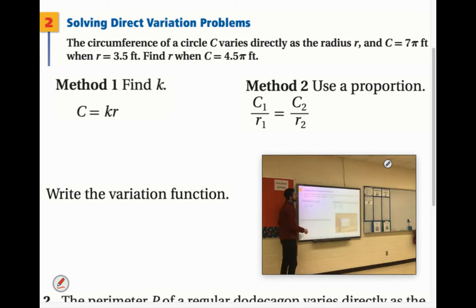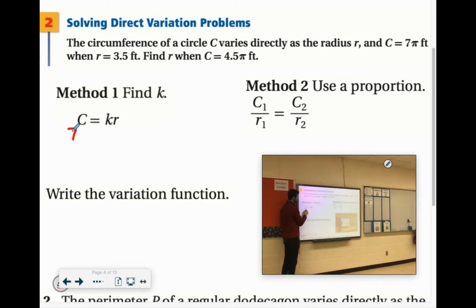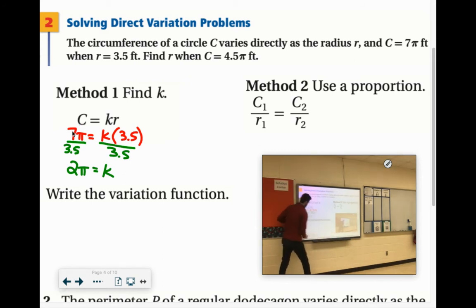So circumference initially was 7 pi, and we got K times the radius. The radius was 3.5. So if we divide that by 3.5, 7 divided by 3.5 is 2, so we have 2 pi equals K.